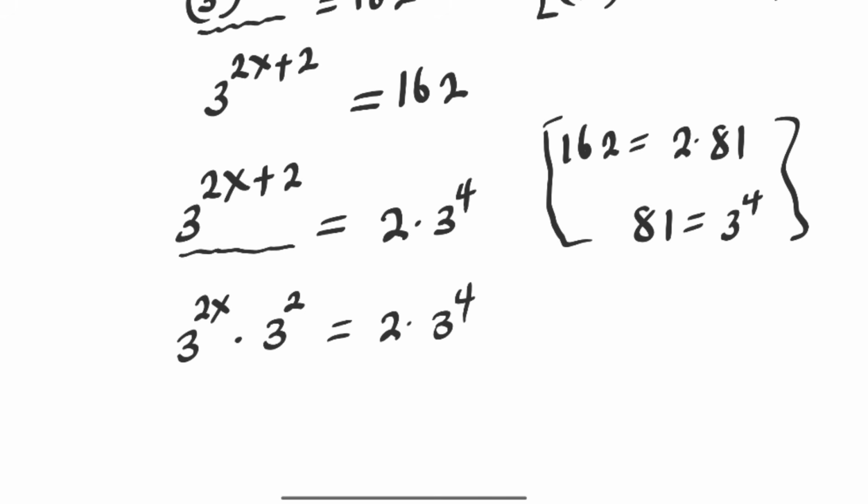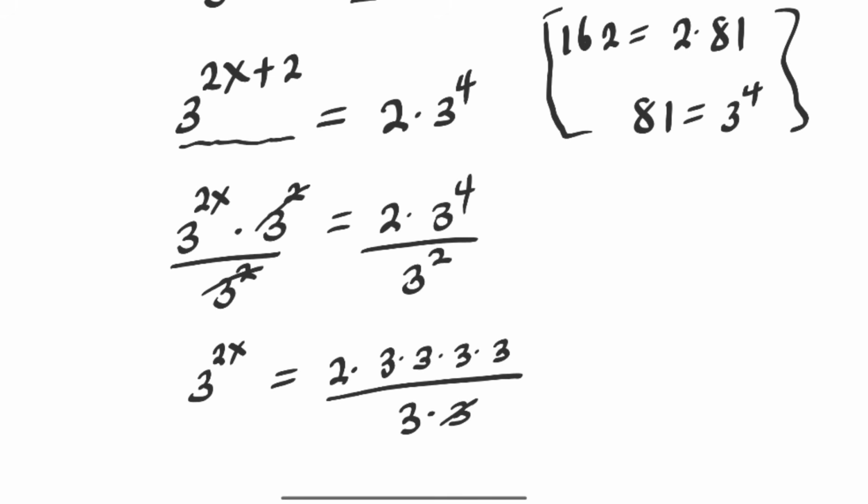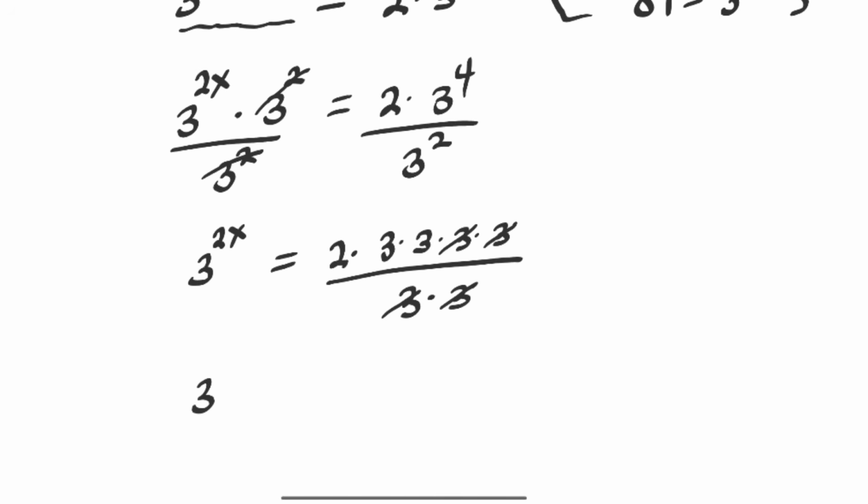Let us divide both sides of this equation by 3 square. This divided by 3 square, and this divided by 3 square. This 3 square cancels this 3 square. 3 raised to power 2x is equal to 2 multiplied by this 3 raised to power 4 can be written as 3 multiplied by 3 multiplied by 3 multiplied by 3 over 3 square can be written as 3 multiplied by 3. This 3 cancels this 3, and this 3 cancels this 3. 3 raised to power 2x is equal to 2 multiplied by 3 square.